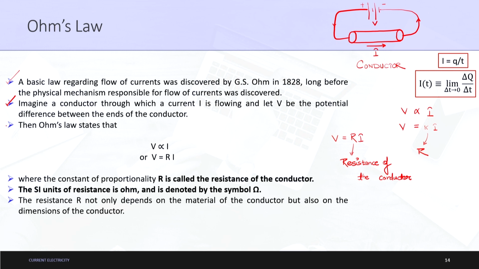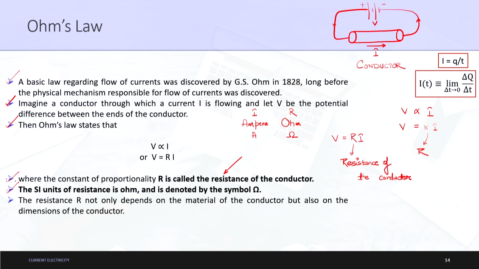So, just let me iterate it again. What is written here? Ohm's law states that V is proportional to I or V is equal to R I, where the constant of proportionality R is called the resistance of the conductor. The SI unit of resistance is ohms. So, you just need to remember this: the SI unit of resistance is ohms, and the SI unit of current is amperes, denoted by A. The denotation for resistance is by the symbol ohms. Okay. So, this thing is also being explained.